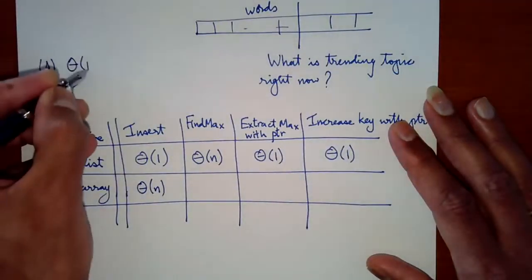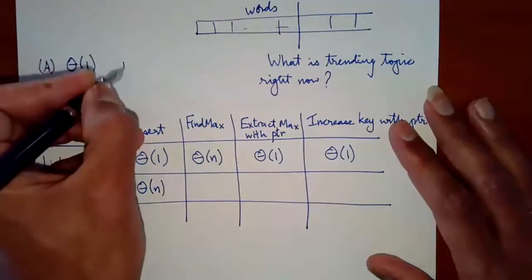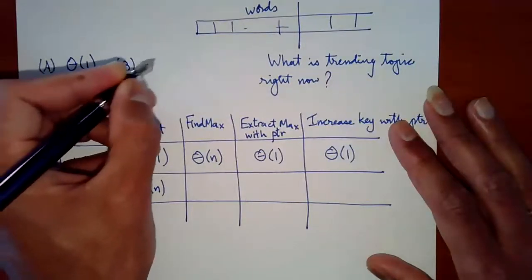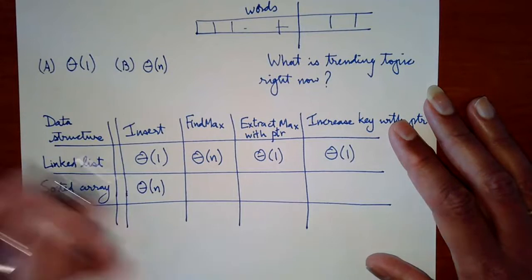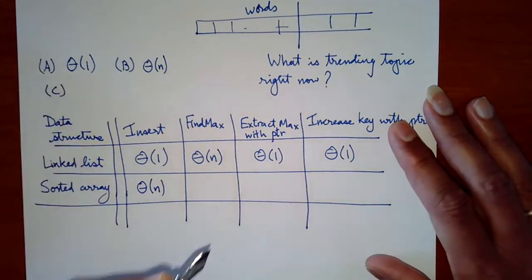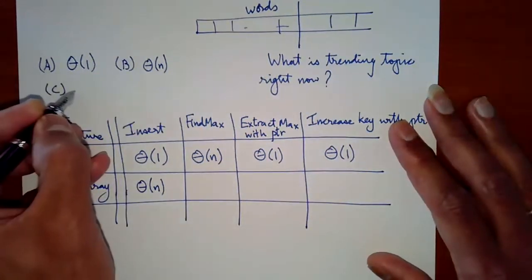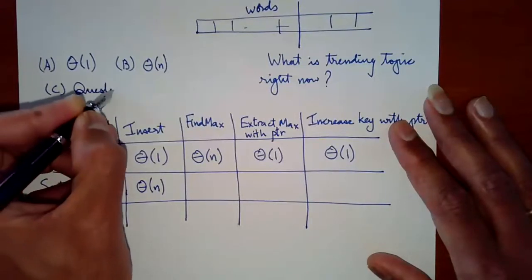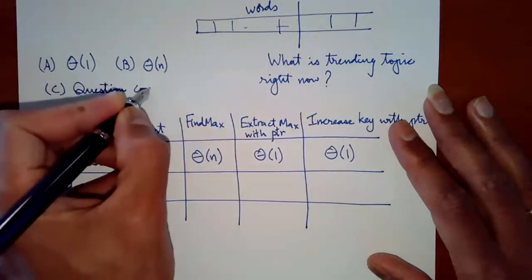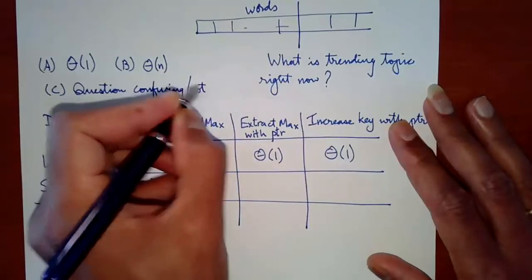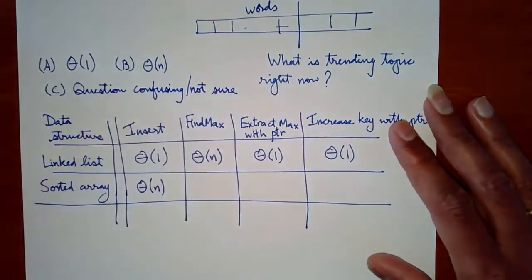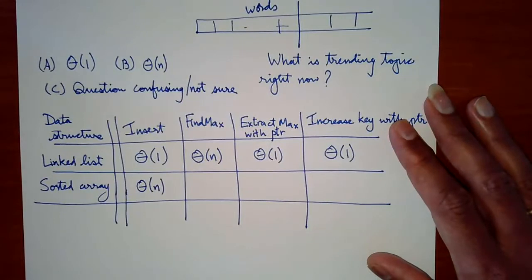Your options are theta of 1. Is it theta of n? Or is the question confusing? Question confusing, or you're not sure. Okay, so I'm going to launch the poll now. Right?